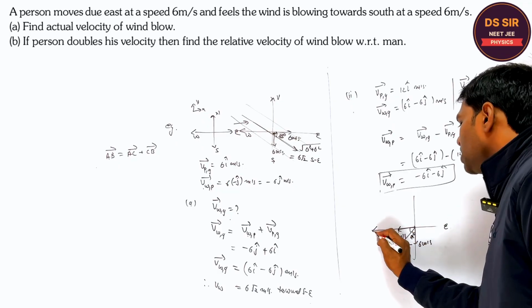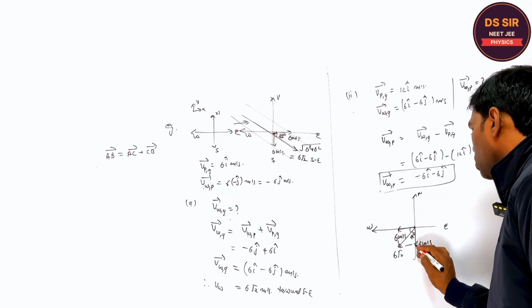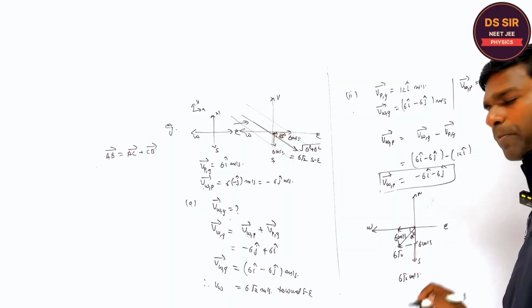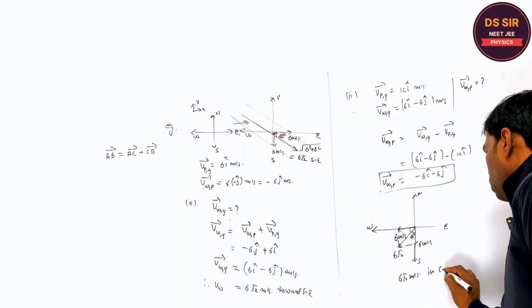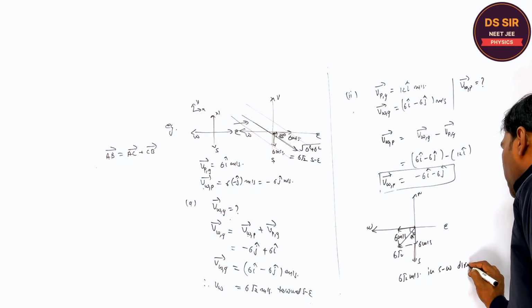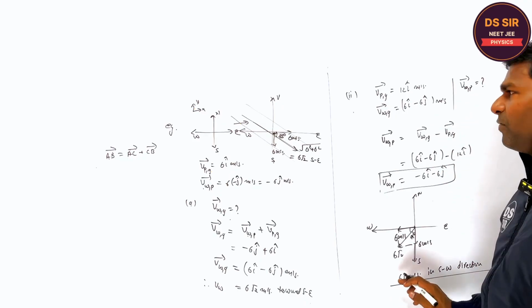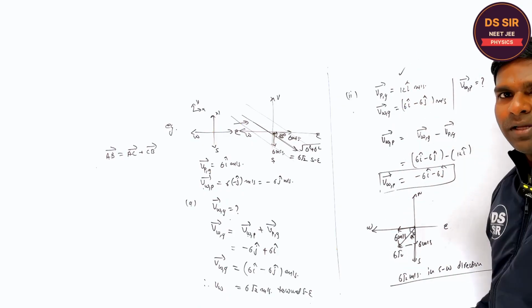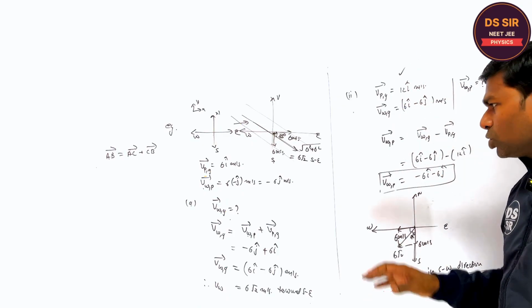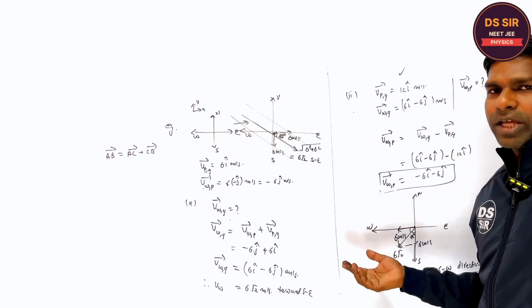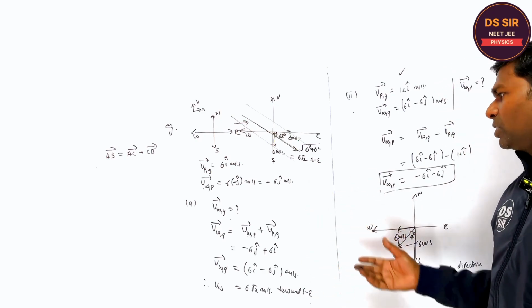What is this direction? East, west, north, south. It is 6 root 2 meter per second in the southwest direction. Is it clear or not? So this is the appeared velocity of wind when the person doubles its speed. Are you getting this? So this question we have done with the help of the vectors i cap and j cap, right? So this is the way to solve this question.